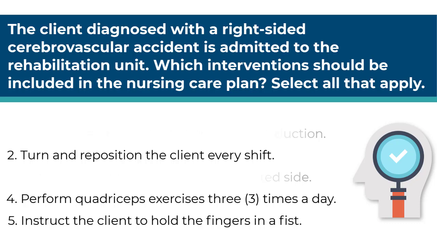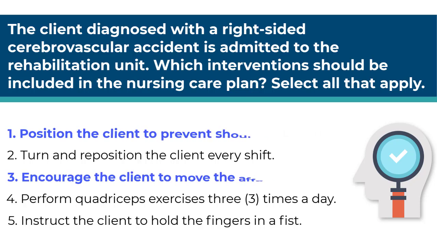The correct answers are 1 and 3. Placing a small pillow under the shoulder will prevent the shoulder from adducting towards the chest and developing a contracture. The client should not ignore the paralyzed side, and the nurse must encourage the client to move it as much as possible. A written schedule may assist the client in exercising.